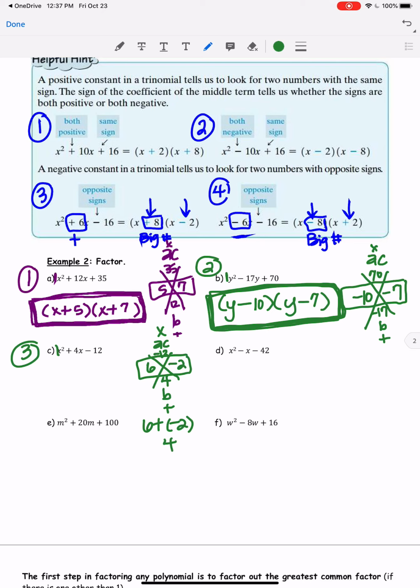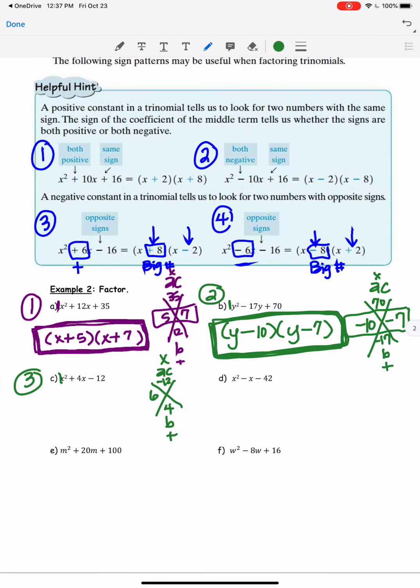that gives me 4. You do have to be careful with those signs, because if you switch them and you say negative 6 and 2, well, when I multiply, I still get negative 12, right? Negative 6 times 2 is negative 12, but when I add negative 6 plus 2, that gives me a negative 4, and I need a positive. So that's why you really got to watch those signs. Okay, so we've got x plus 6 and x minus 2.